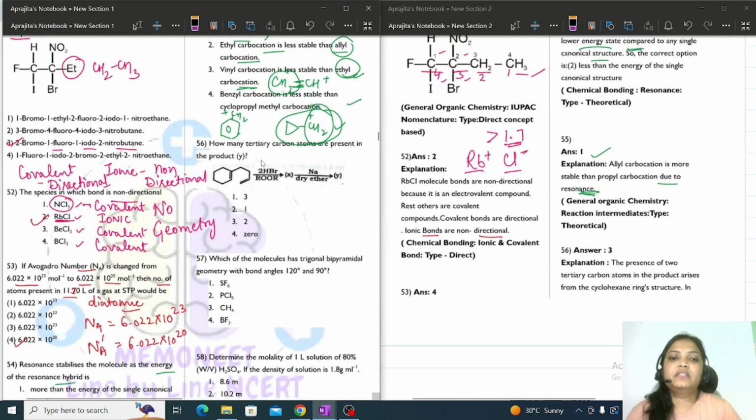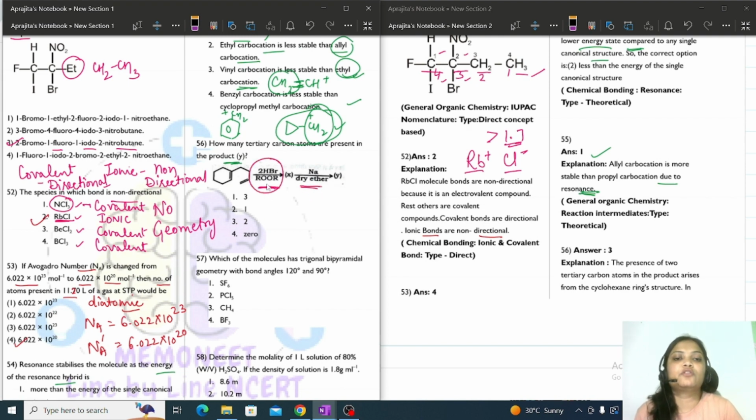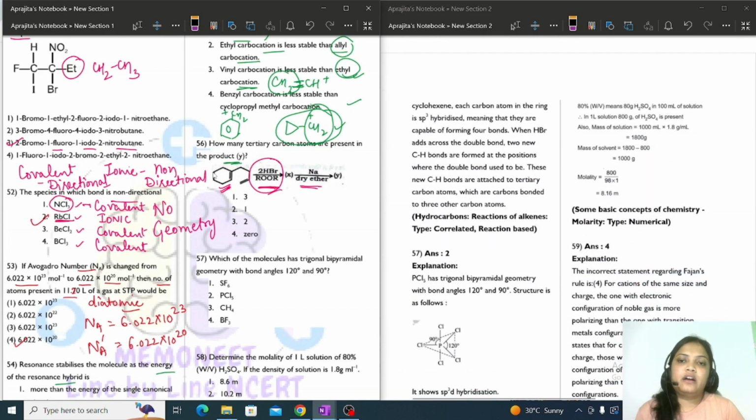Now in question number 56, we have to find how many tertiary carbon atoms are present in the product Y. So we can see here that HBr is added and then sodium in the presence of ether. From the cyclohexane ring structure, first of all HBr will be added across the double bond, and after that two new CH bonds will be formed. They are attached to the tertiary carbon. Since two new CH bonds are formed, we can say there will be two tertiary carbon atoms. So the answer is option number 3.